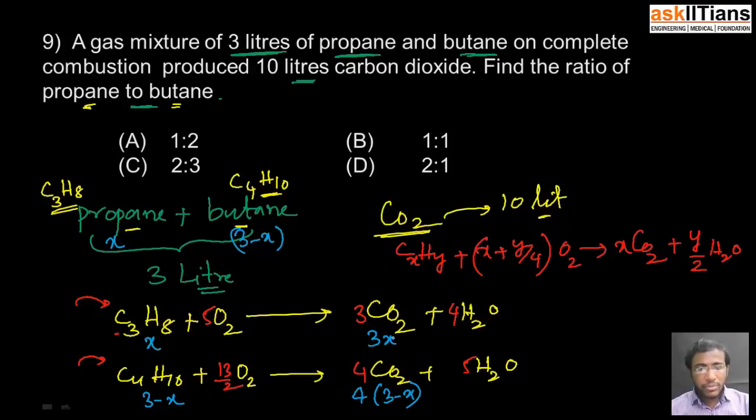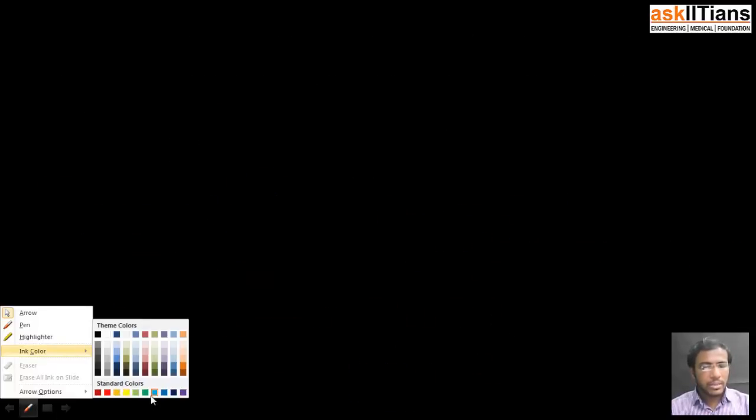Here it is given in the question that the total volume of carbon dioxide produced is 10 liters. So that is how much? 3X, the volume of CO2 produced from combustion of propane, plus 4 into 3 minus X. So this is the total volume of CO2 produced, that is 10 liters. So just solve this one. 3X plus 4 times 3 is 12 minus 4X is equal to 10. So it is 12 minus X is equal to 10.